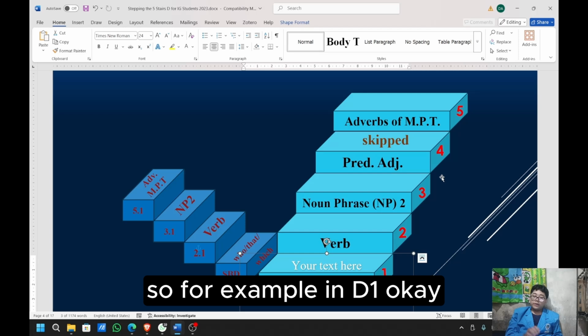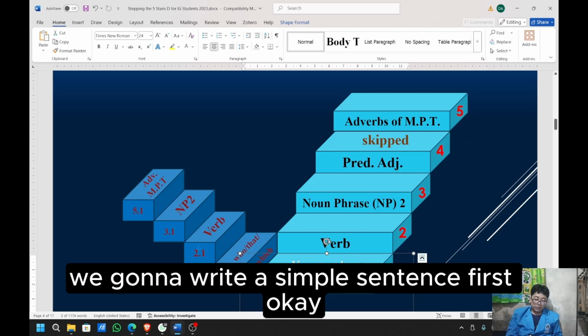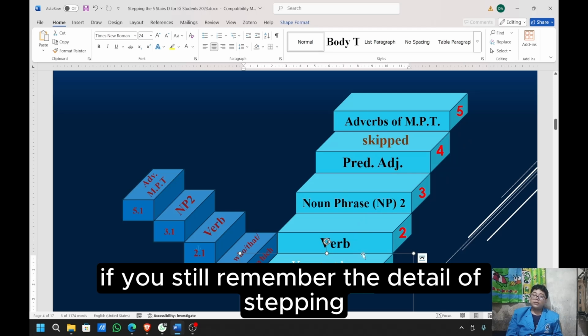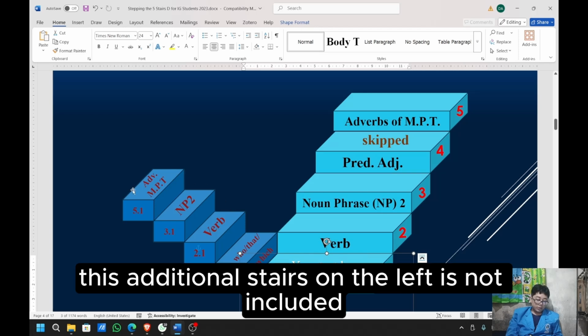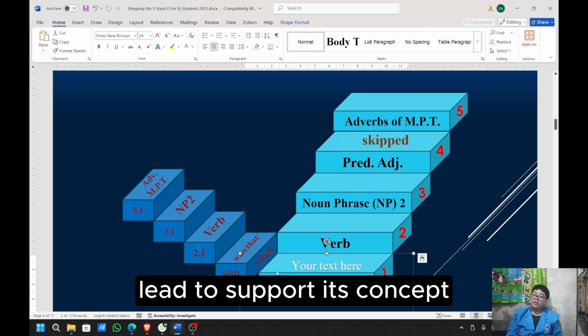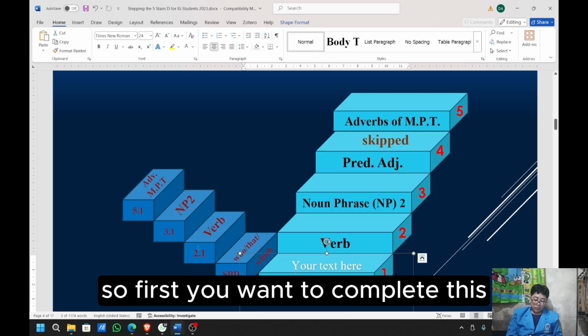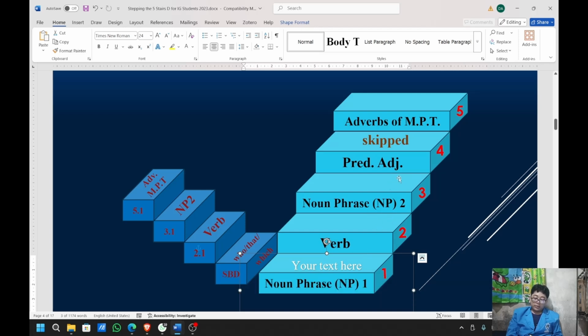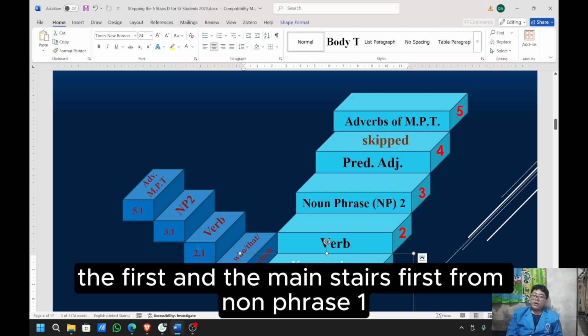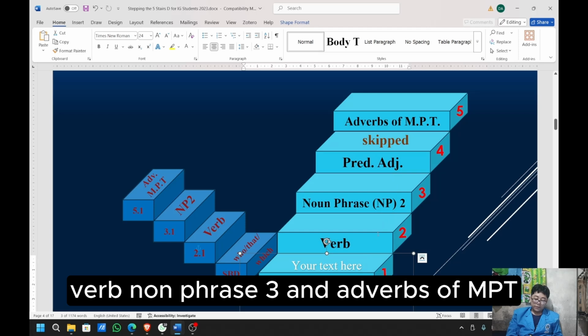So, for example, in D1, we're going to write a simple sentence first. If you still remember the details of stepping the five stairs A, this additional stairs on the left is not included, but in stepping the five stairs D, to support its concept, it is added on the left side of noun phrase 1. So first, you want to complete the main stairs first: noun phrase 1, verb, noun phrase 3, and adverbs of M.Pd.